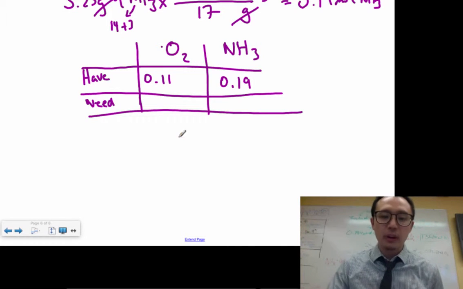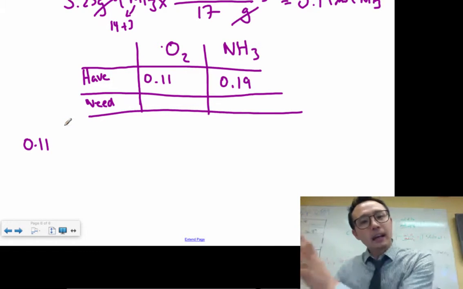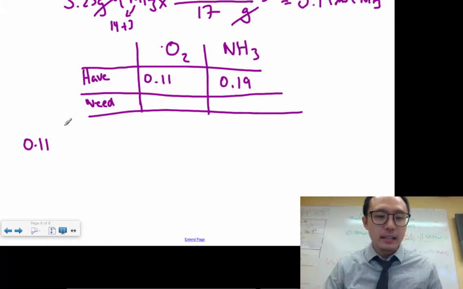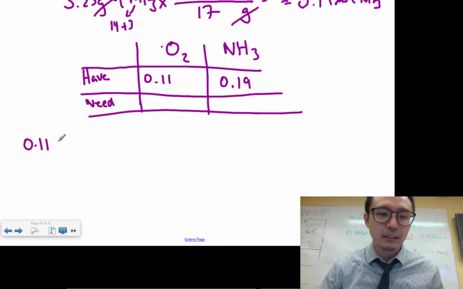Okay, so the next thing is to fill in the boxes for the need. I need to use stoichiometry. So basically, I just need to use what I have, and I need to calculate how much, if I were to use that, how much of the other do I need? So this is what this step is about. It's a little confusing step.